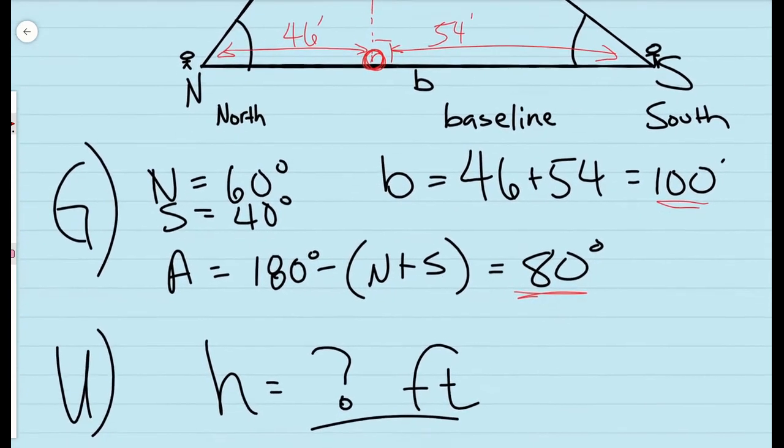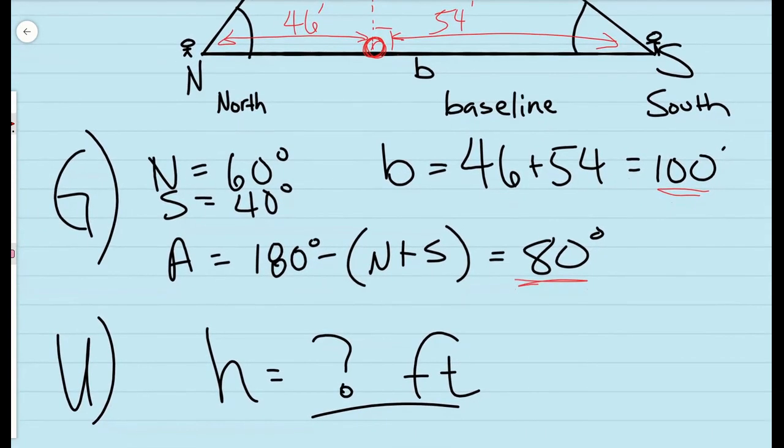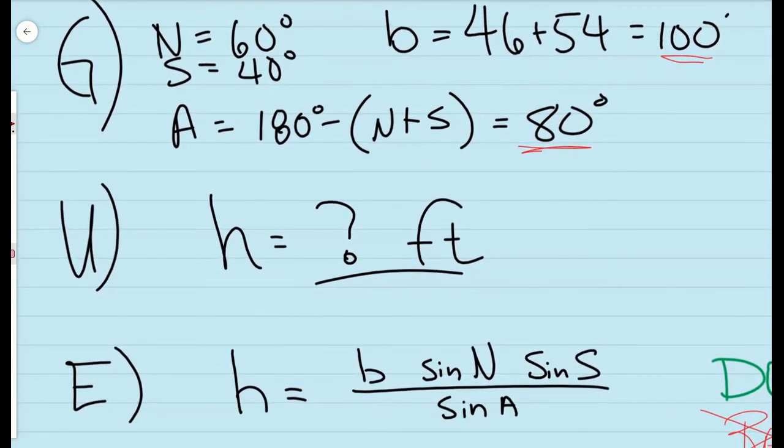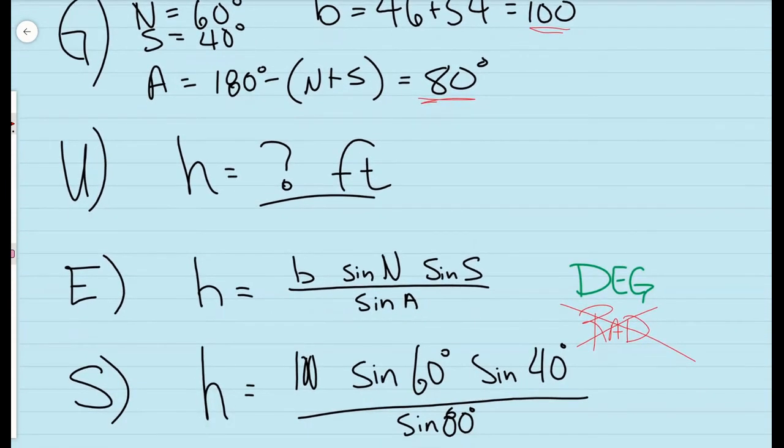All right, so let's look for our unknown. Our unknown is the altitude, or the height, and we're looking for that in feet. And this is the equation we'll be using. One of the things I want to point out: make sure your calculator is in degrees, not radians. If you get negative numbers, you're doing something wrong.